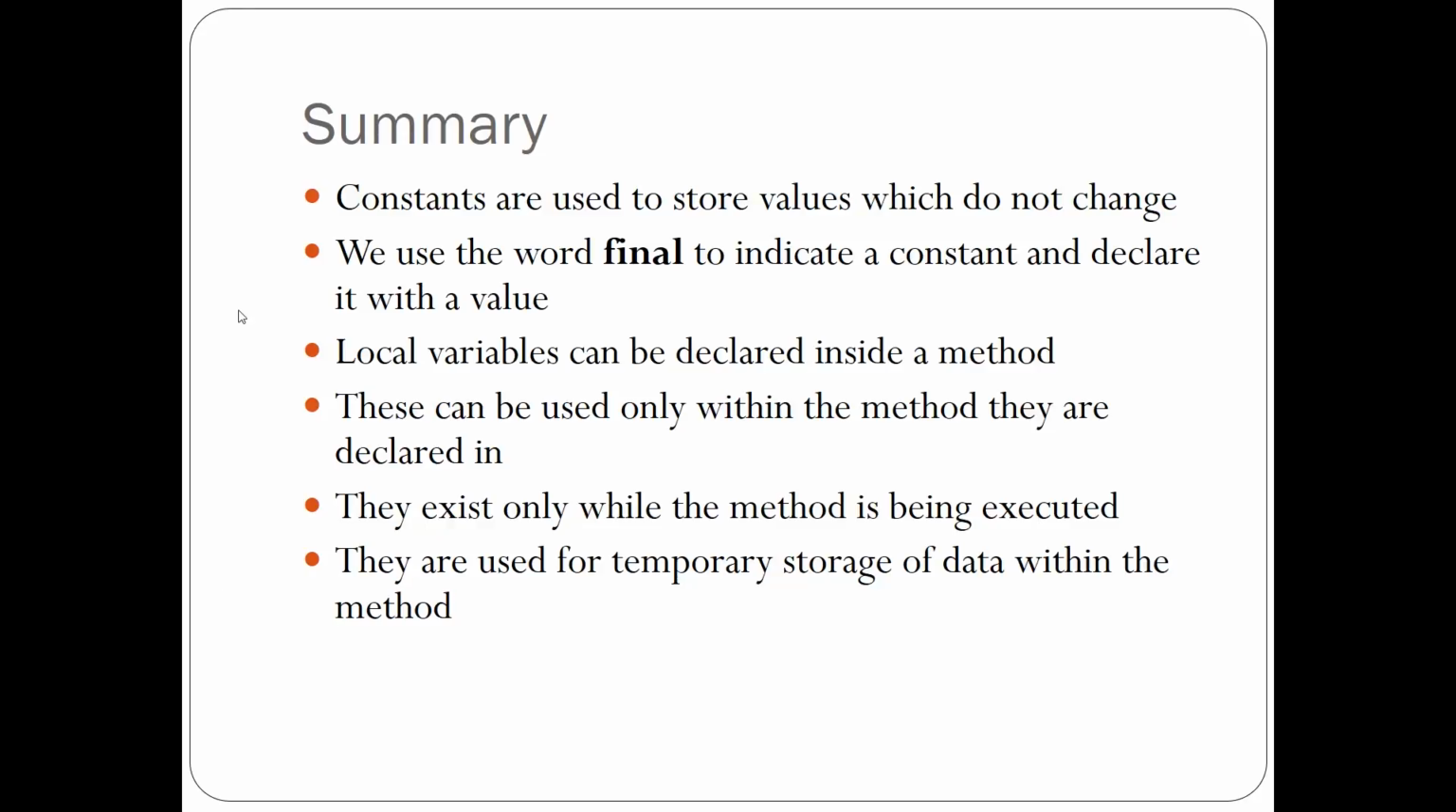Okay, to summarise, we initially looked at the use of constants. They're used to store values where we don't want them to change, and we use the word final to basically declare a constant and give it a value. Useful because we don't need to remember the values. We can just refer to them by name. The other useful thing is that if we do need to change the value of a constant, we only need to change it in one place, and that value cascades through the rest of the program.